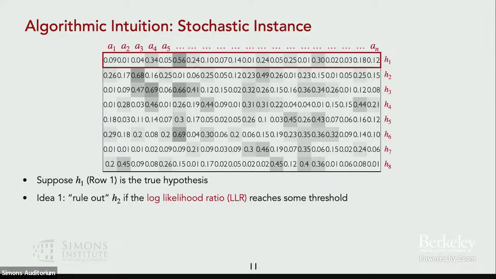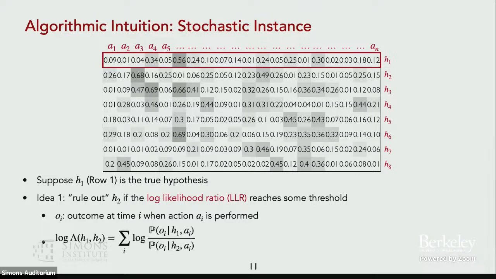So what is the log likelihood ratio? I just need one more parameter to denote the outcome that I observe at time i, when action A_i is performed. Then the log likelihood ratio between H1 and H2 will simply look like the following. In the numerator, we have the probability of observing O_i under my hypothesis 1 and A_i as my data generating process. And in the denominator, we're simply replacing H1 with H2. And we're summing over all the actions that we have performed so far.